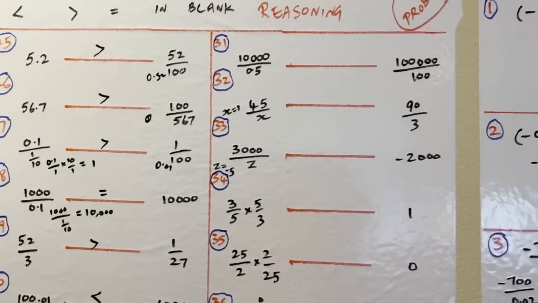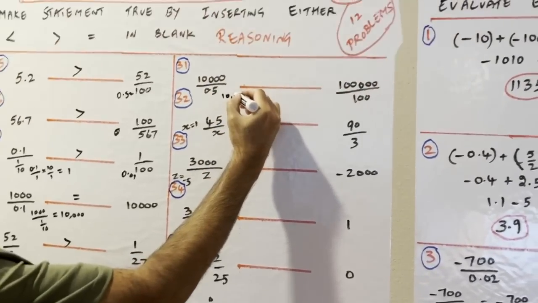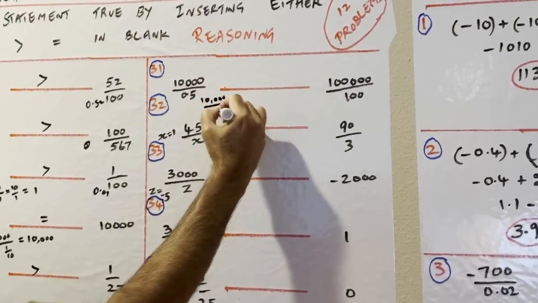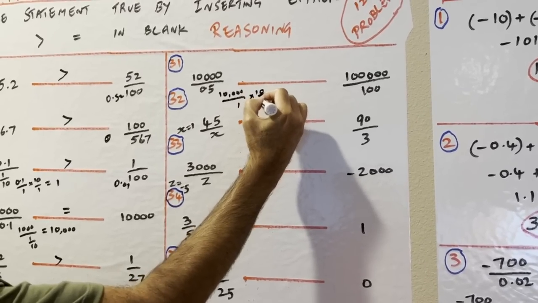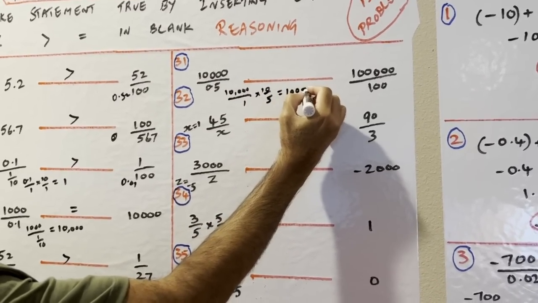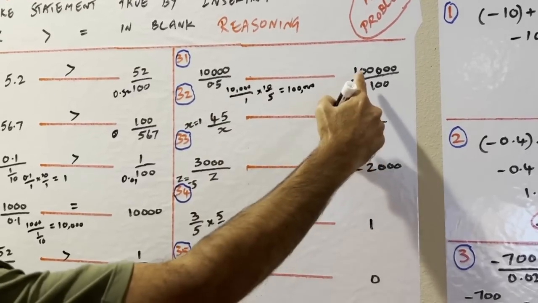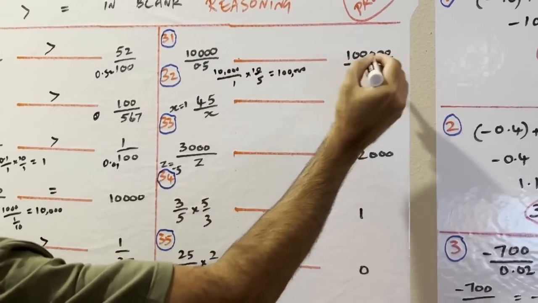Okay, let's move on to the next one. 10,000 by 0.5. So that's equivalent to 10,000 times 1 times, this is 5 by 10. So this becomes 10 by 5. So you have to add one more zero. That becomes like 100,000 on this side. Here 100,000 by 100. So obviously this is greater because when you take these two zeros.